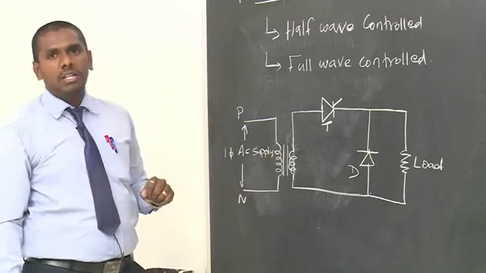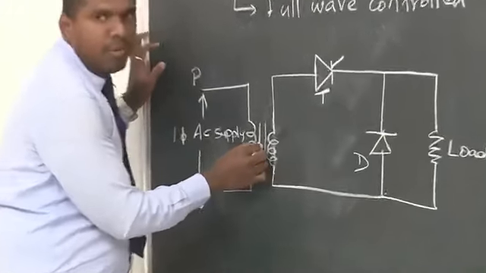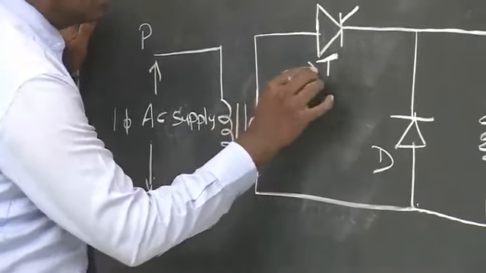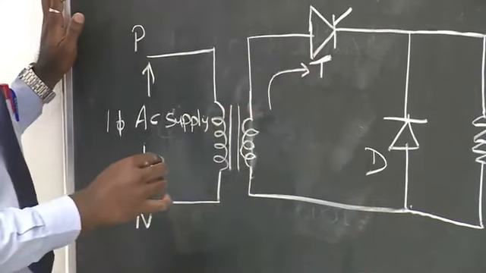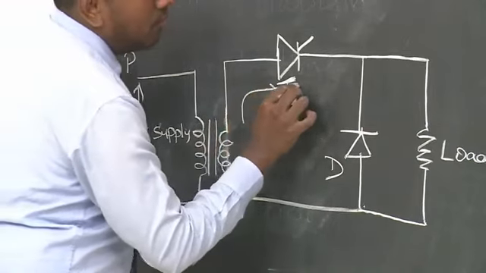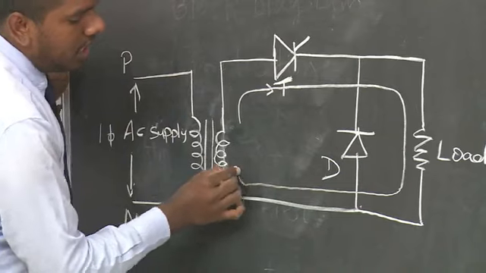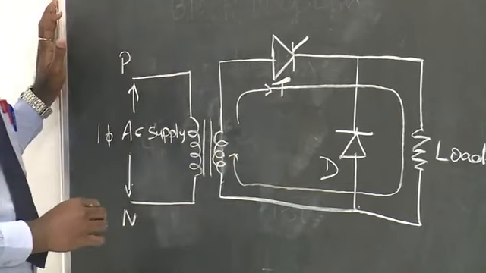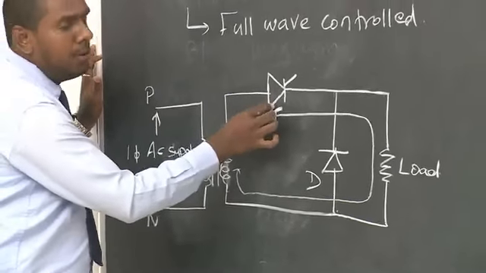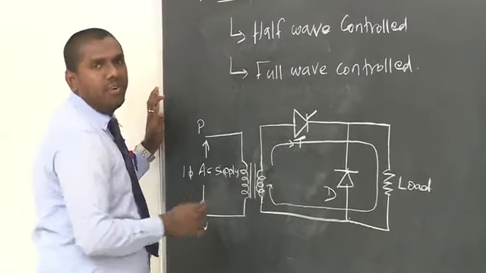Then what is the operation? When you give the input supply, the transformer is energized. The current flows through the thyristor. The thyristor acts as a switch, and the switch is in the on condition. The current flows through the thyristor and the load, and again returns to its normal position. So this is the operation of your thyristor. This thyristor operates only in the positive region, because this is a half wave rectifier.